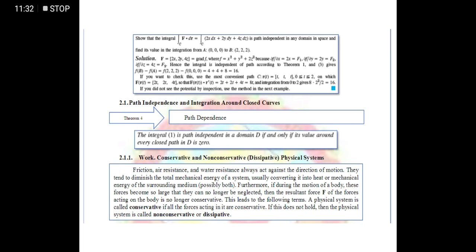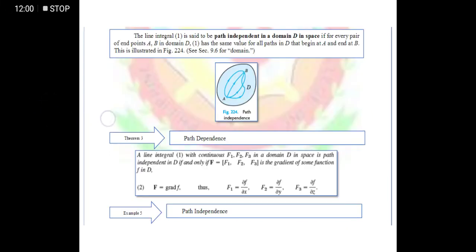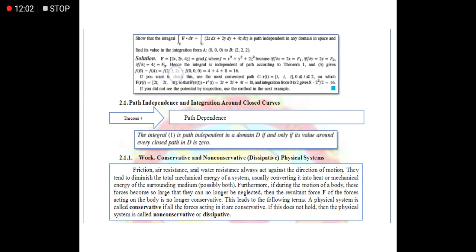Okay, so we have here the solution. We have F is equal to, as you can see here, 2x, 2y, and 4z. Now i-check natin, malalaman natin na path independent siya if masasatisfy natin yung kaninang sinabi ko na grad f. So yung gradient f natin, as you can see here, small letter f natin is equal to x squared plus y squared plus 2z squared. So saan yung nagmula? Nagmula yan siya sa original function natin, itong F is equal to 2x, 2y, 4z.